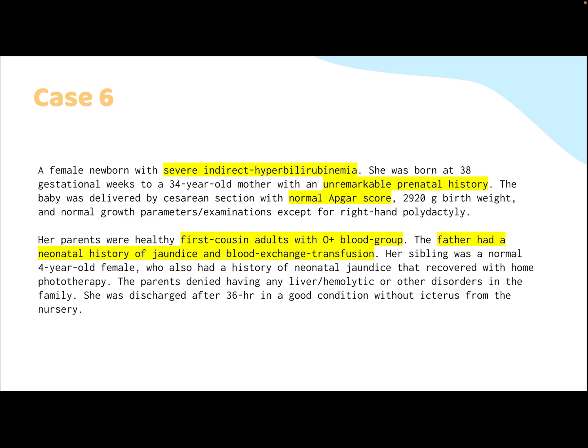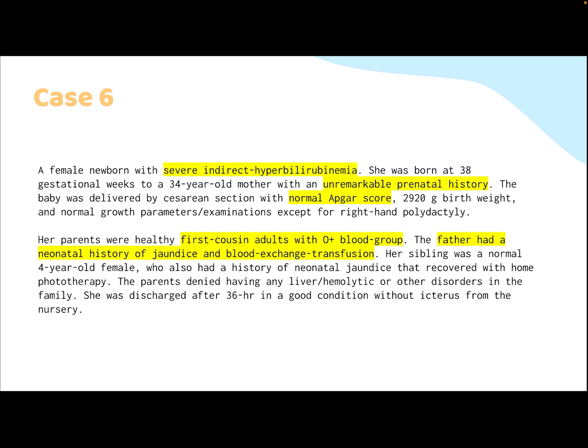Unconjugated type. Of course, why do we care about unconjugated, about indirect? Because this type of bilirubin is toxic to the brain. It can cross the blood-brain barrier and it can lead to kernicterus, which is a very bad type of encephalopathy caused by bilirubin. The other type of bilirubin, the conjugated or direct, does not affect the brain this way, only indirect. So that's why we have to be very alert when we have this type of hyperbilirubinemia.